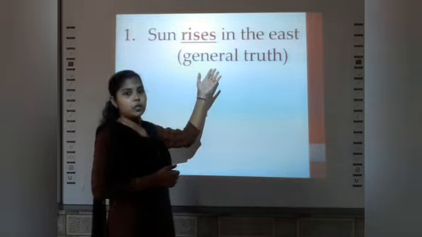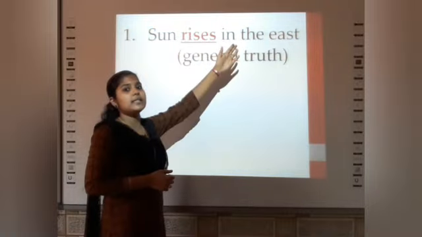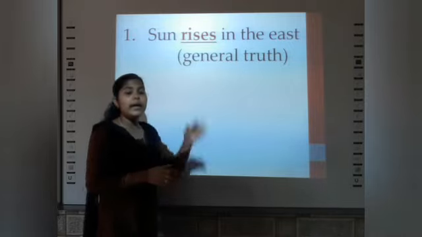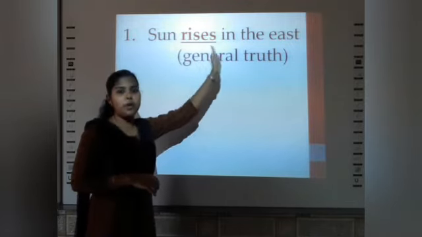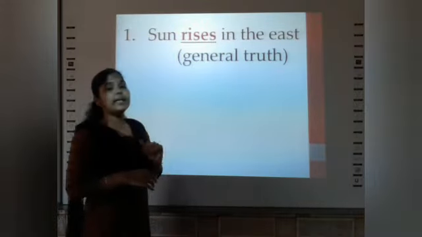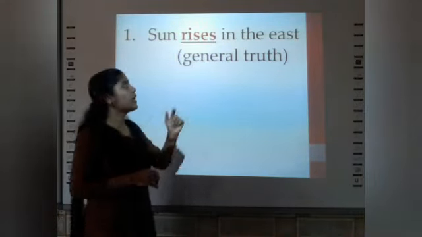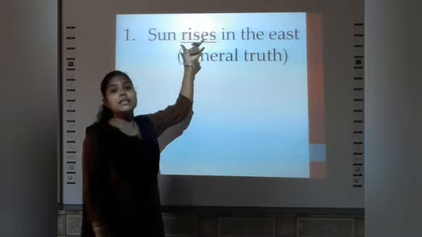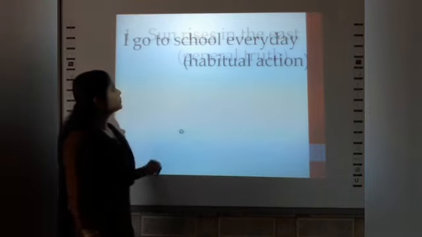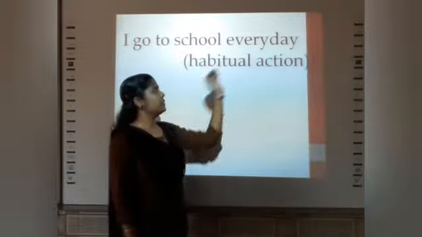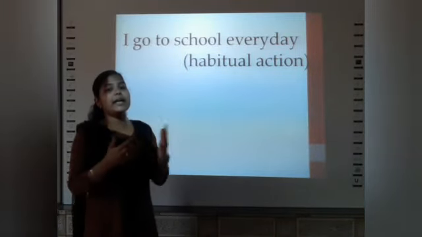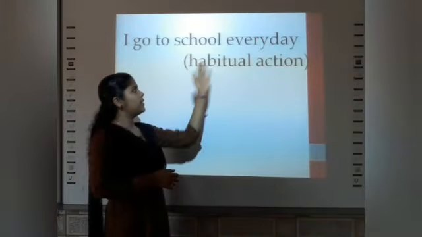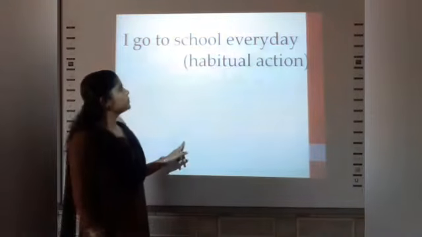Can we change this general truth? Can I say the sun rises in the west? No. So this is a general truth and so it should be in simple present form. How can I identify this as a present form? Because this verb is indicating the present form. I go to school every day. I cannot say I went to school every day. I go to school every day is a habitual action.